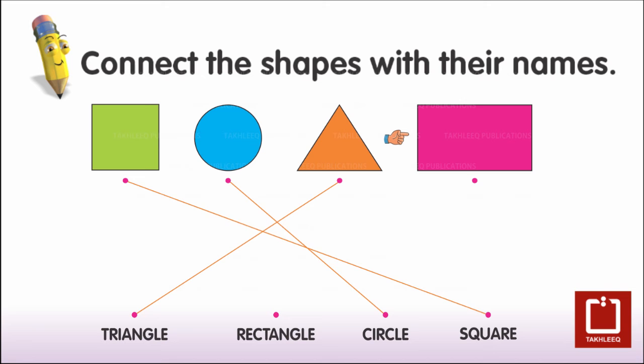This is a rectangle. Now we find out its name from the other side of the line. Rectangle. Yes, this is its name. Now we connect them with the help of a line.